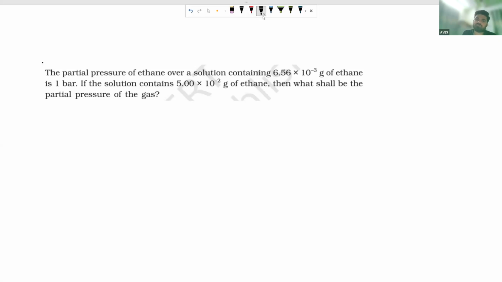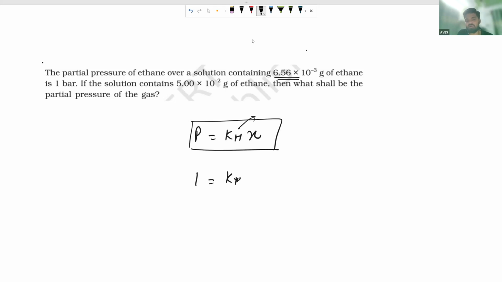Which law are you going to use here? Henry's law. First calculate the value of KH for ethane. So P is equal to KH times X. It is saying that the partial pressure of ethane over a solution containing these grams of ethane is 1 bar. That is given to you, and KH you have to calculate. Then X of ethane, so what is the mole fraction of ethane? How will you calculate it?